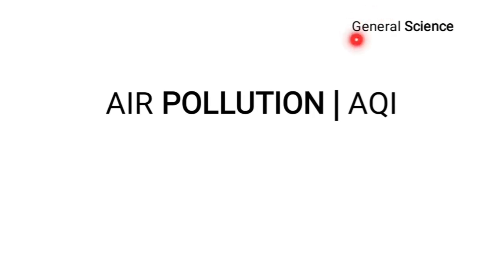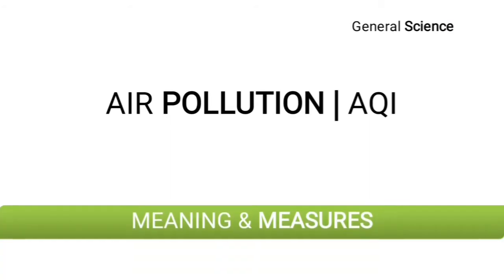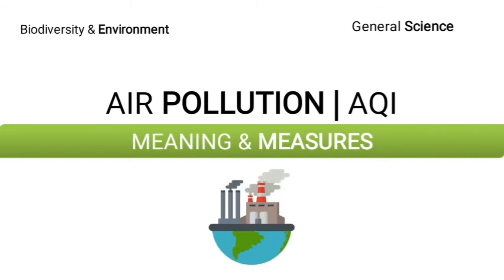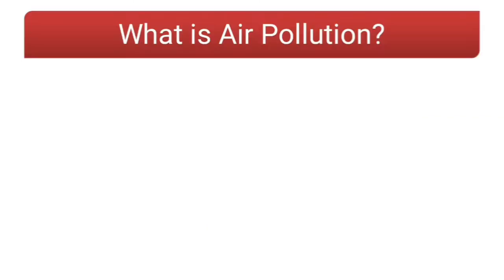This particular topic comes under general science. We are going to talk about the meaning of air pollution, meaning of air quality index, what are the measures that can be taken, and for this sake, we are going to take Delhi as a case study. Okay, this particular topic, to be very specific, comes under biodiversity and environment, which is a sub-branch of general science. So, let us begin.